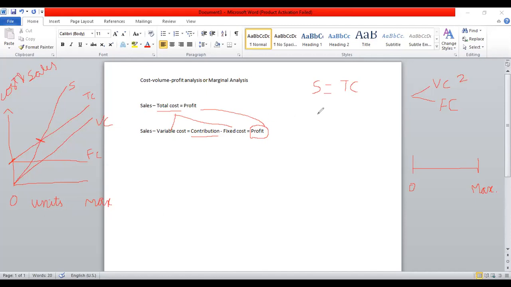See, let's say if sales is less than total cost, what happens? The revenue which is generated is less than total cost. So revenue will not recover the total cost. So what will they have? They will have a loss. If sales is below the total cost, they will have a loss. But if sales is more than total cost, then from sales, if the total cost is deducted, the resultant figure is called profit.